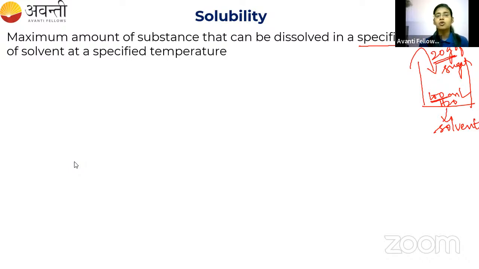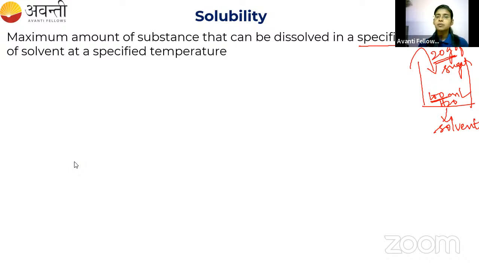That is the maximum amount of solute, or the substance, that can be dissolved in a specified amount of solvent at a specified temperature. At room temperature itself, the sugar particles will get dissolved in water, and you can also heat it. Even if you heat it, the solute particles may get dissolved in the water. So the temperature should be very specific and the solvent amount should be very specific. You cannot take 50 ml of water and try to add 50 gram or 20 gram of sugar. That will not work, right?